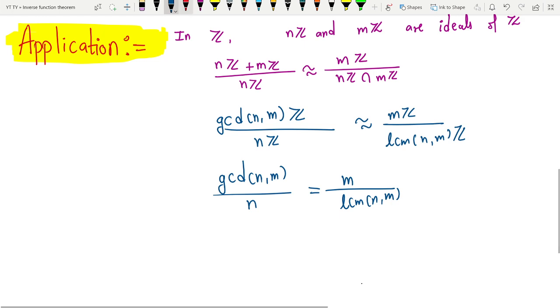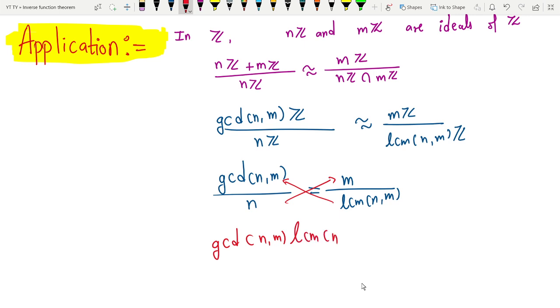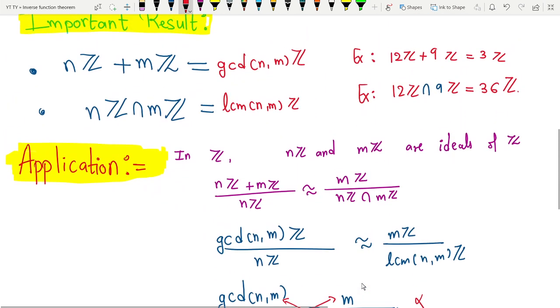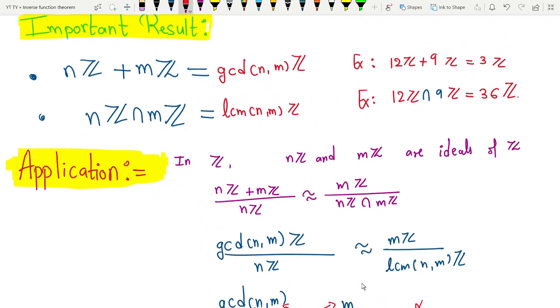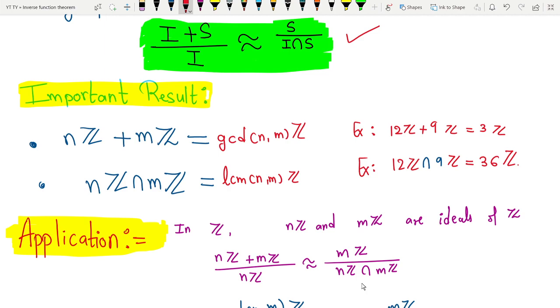What I say is, just by cross multiplying, we can get a wonderful result which we have in the integers, that is GCD of two numbers into LCM of two numbers is equal to n into m. This is so wonderful. I'm not saying we can write it like this, but we are just making an observation of what we have got and what pattern it is trying to tell us, right? So that's about the application part of it. Again, I'll recall that whenever you have intersection, take LCM. Whenever you have addition, take GCD. That is one of the important results when you're studying in TYBSc, right?